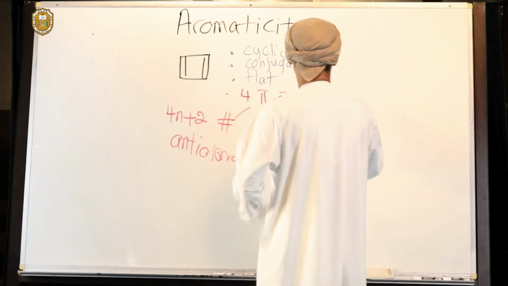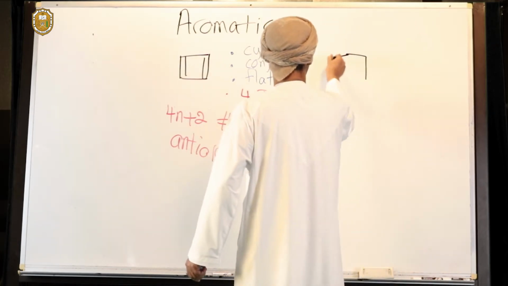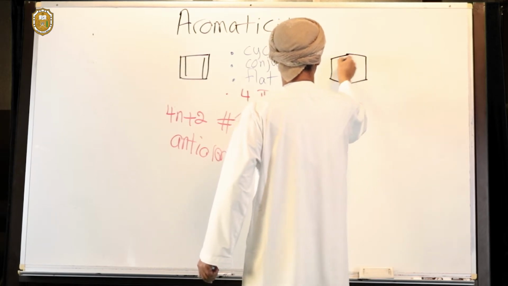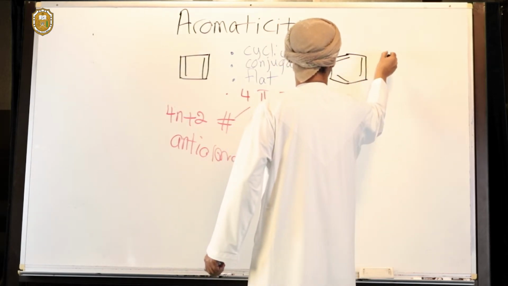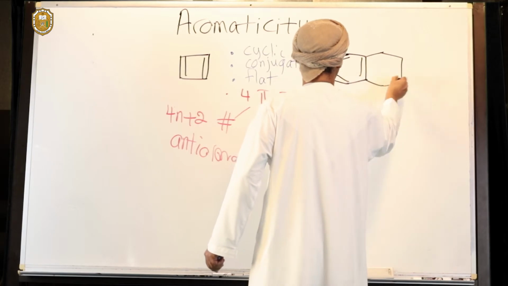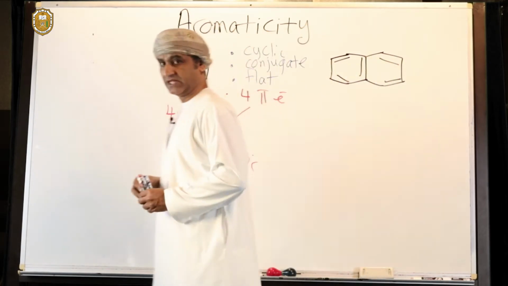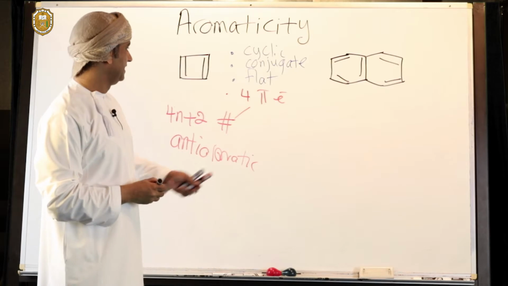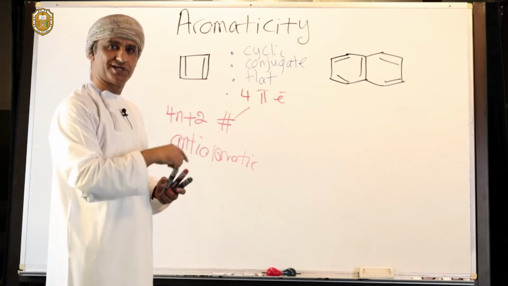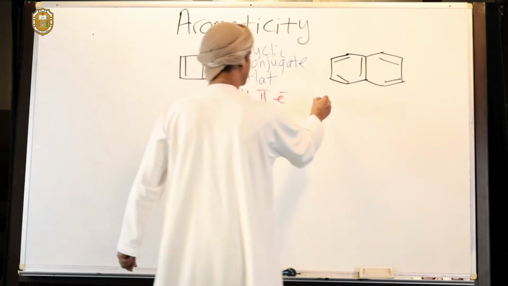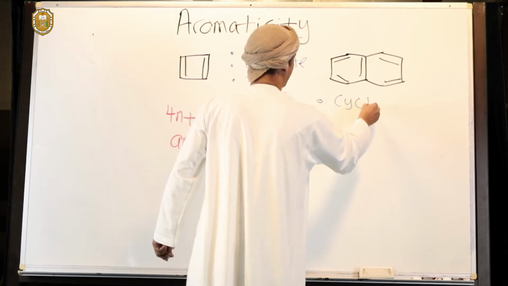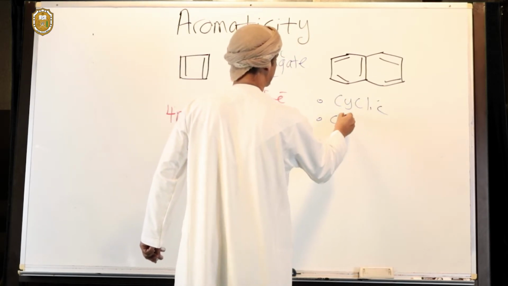Let's take naphthalene. This is naphthalene. That's the structure of naphthalene. Let's again check the requirements, the usual ones. Is it cyclic? Of course it is cyclic. Is it conjugated? It is conjugated.